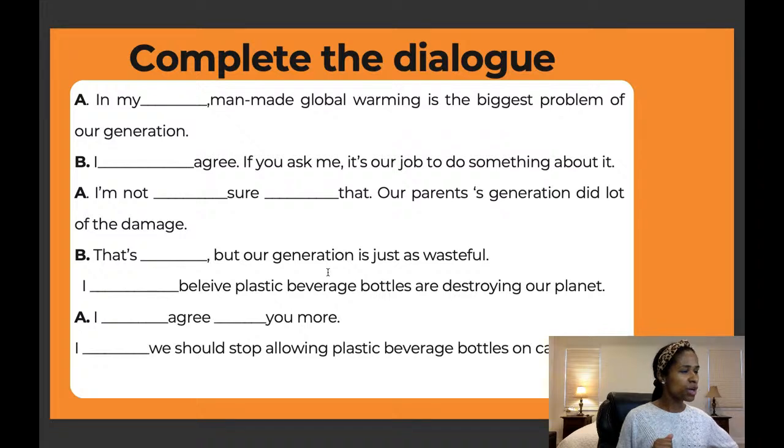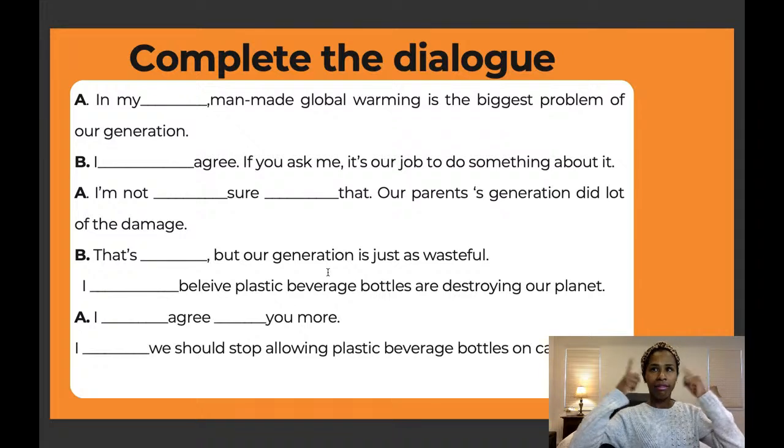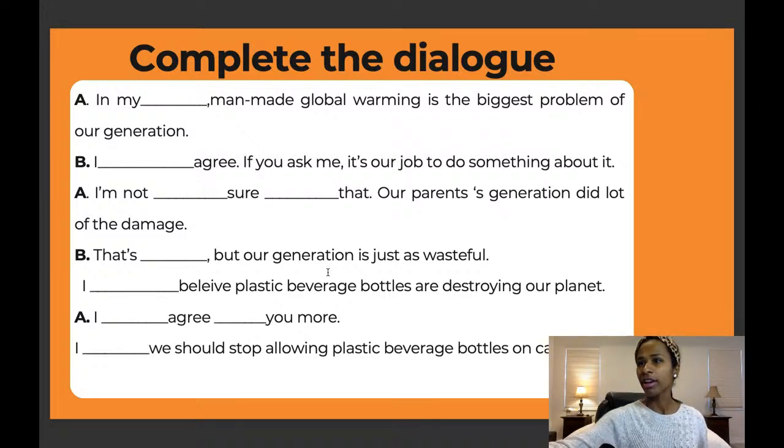Yes, the last one would be "I," and then a blank: "We should stop allowing plastic beverage bottles on campus." So you'd be "I think," or I could say, "I believe." Yeah, you could also use that. I believe we should stop. Very good.